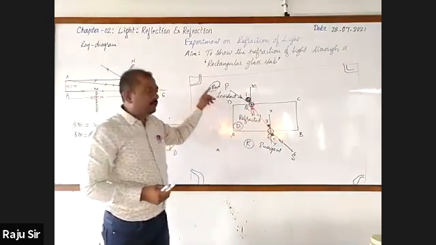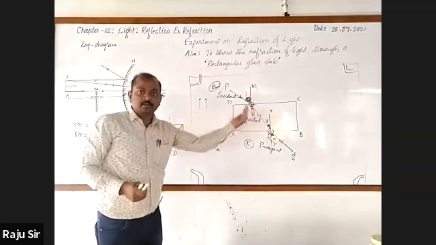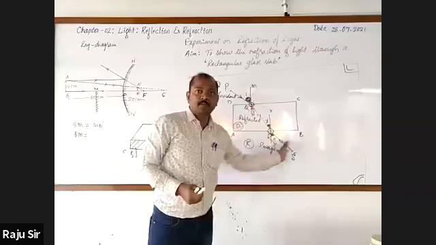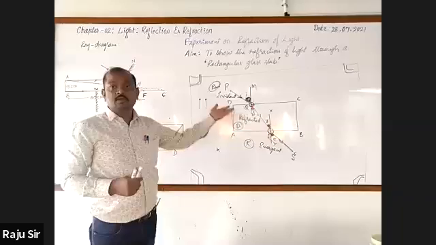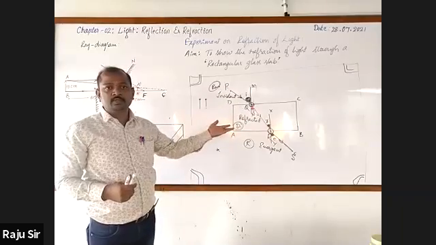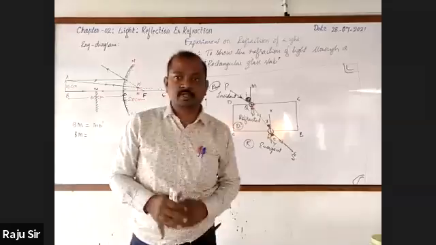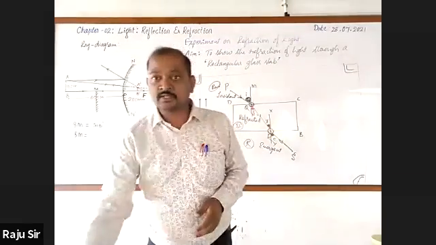Once I repeat, when a light ray travels from rarer medium to denser medium, it bends towards the normal. When it is traveling from denser to rarer, it bends away from the normal. Still, we have some more conclusions with respect to this activity, this experiment. I'll explain those in tomorrow's class, including this problem. For today it is already time up.